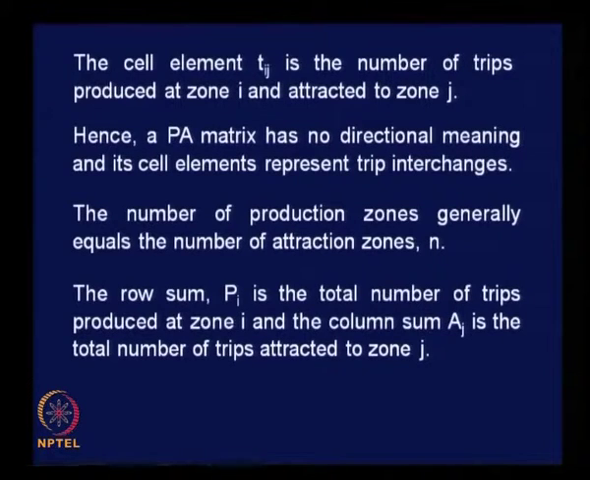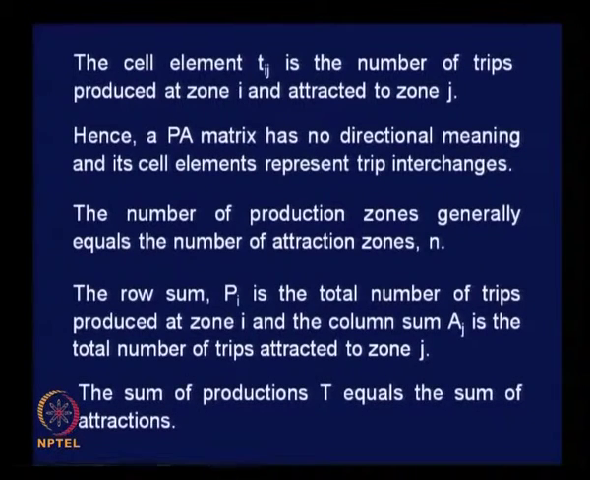The row sum Pi is the total number of trips produced at zone I as we understood, and the column sum Aj is the total number of trips attracted to zone J, isn't it. The sum of productions equals the sum of attractions. Finally we found that the sum of the sums along the row and column should also be equal, because anyway total number of trips produced should have got attracted somewhere within the study area. Normally both are equal.